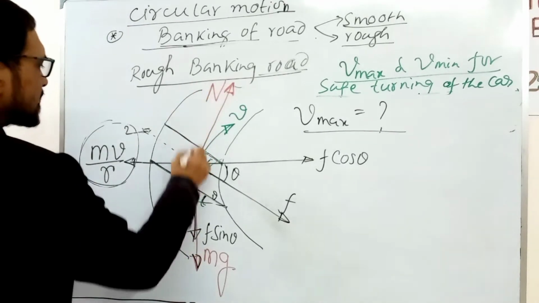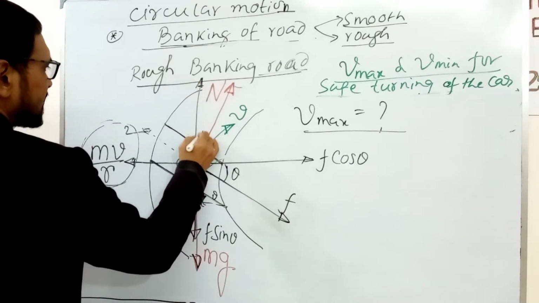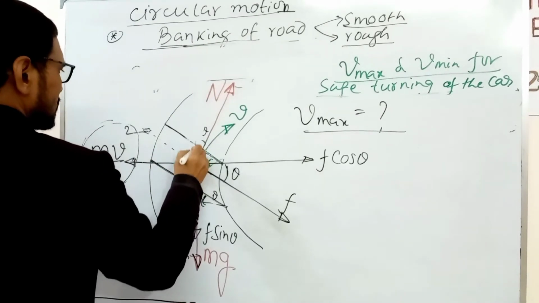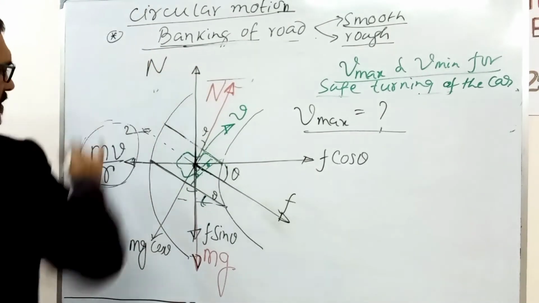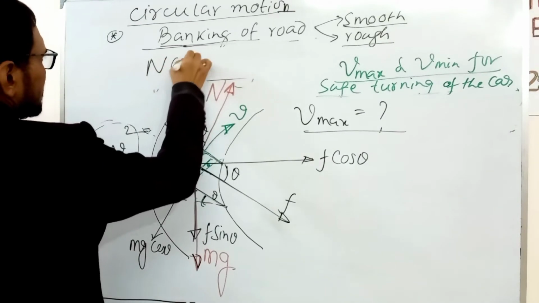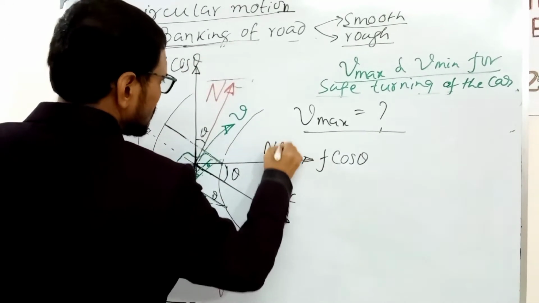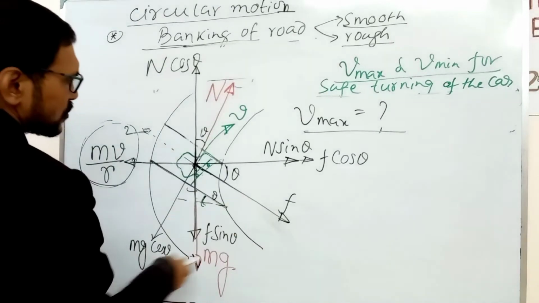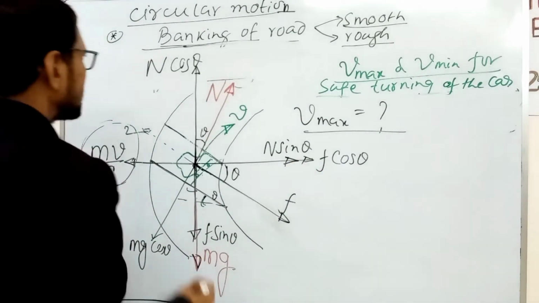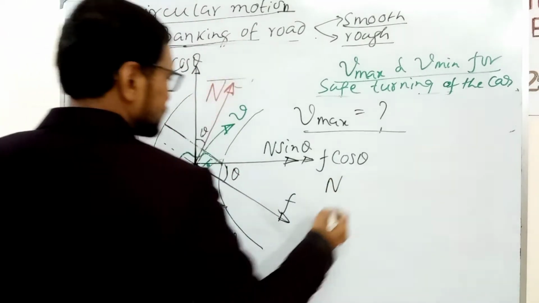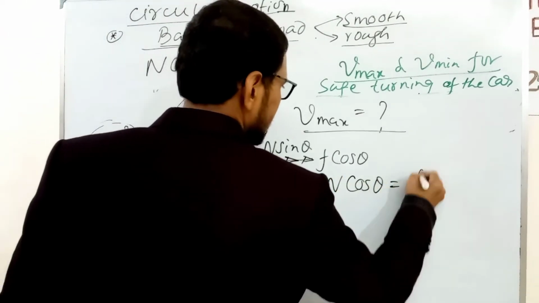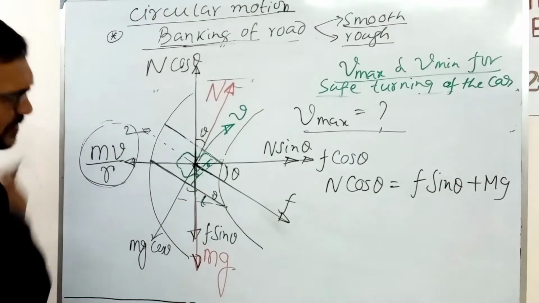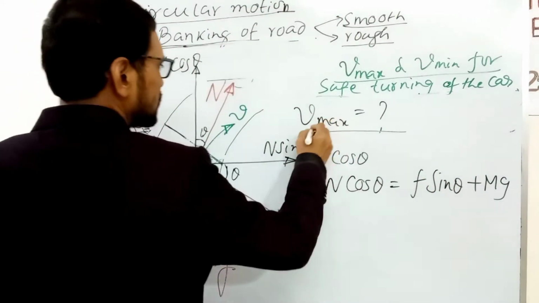Now we resolve N along two directions. This is angle theta, so this is N cos theta, and this is N sin theta. So we resolve N along vertical and horizontal, and the friction force we resolve along horizontal and vertical. Now what is the equation? The equation is N cos theta will be f sin theta plus mg. This is equation 1.